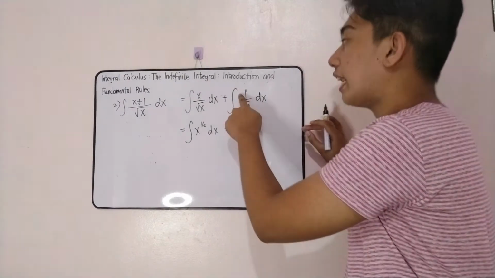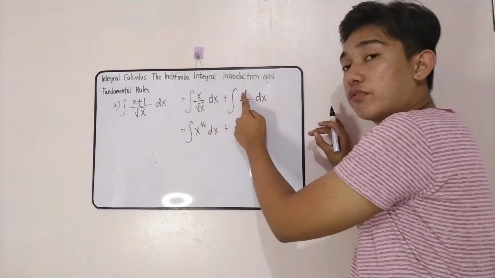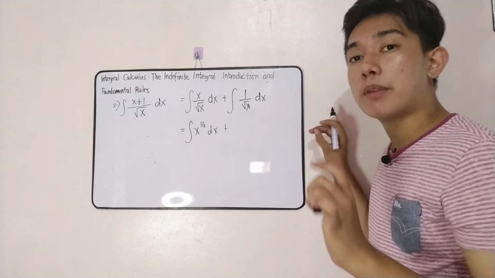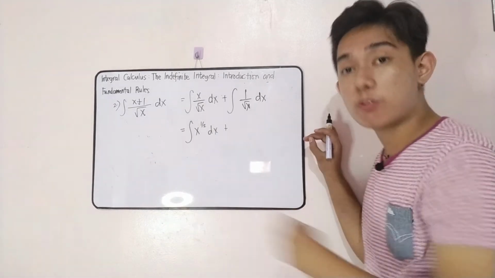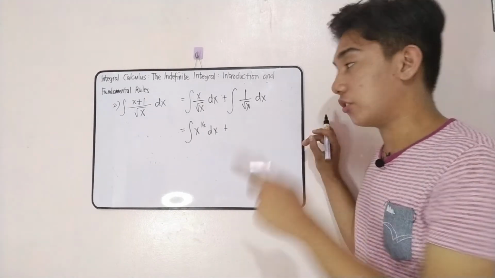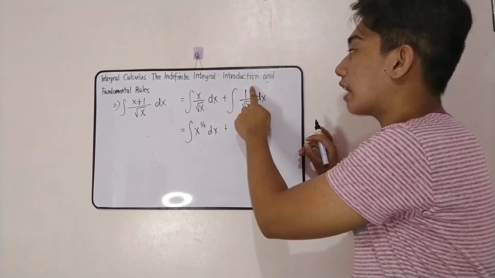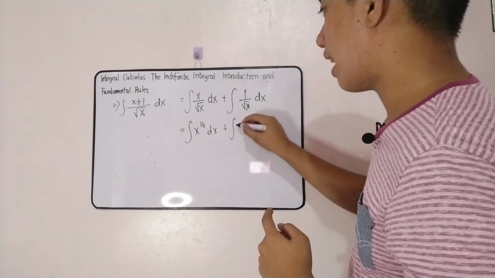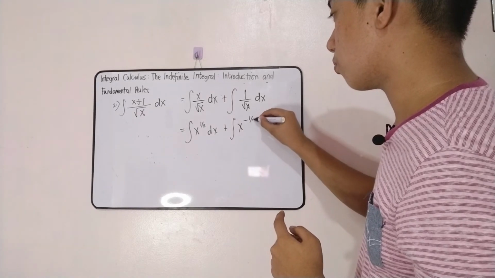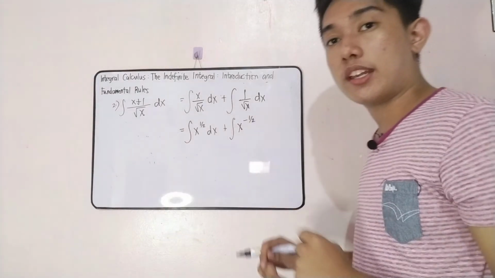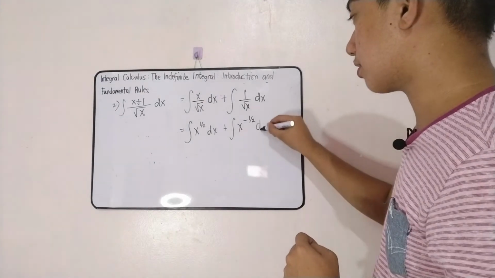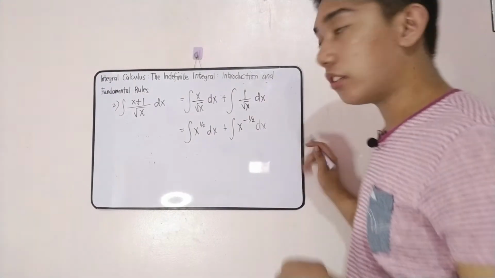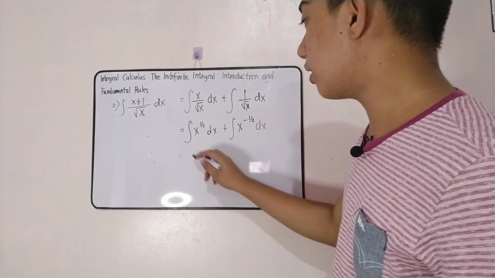Plus, for this case, the exponent of x here is 0, because any number that is raised to 0, except 0, is equal to 1. So, therefore, 0 minus, again, 1/2. So, therefore, this will become x minus 1/2, or x raised to negative 1/2 dx. And for this case, we can use the power rule. So, power rule na tayo.